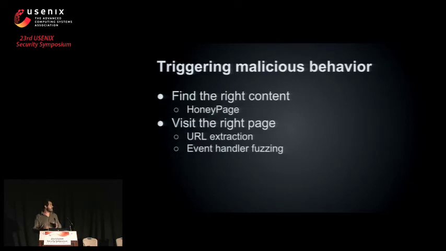Then, to visit the right page, we do URL extraction from the source code. So we look into the source code of the extension. If we find any URLs, we're going to visit them. And lastly, we do event handler fuzzing, and I'm going to explain that immediately after HoneyPages.